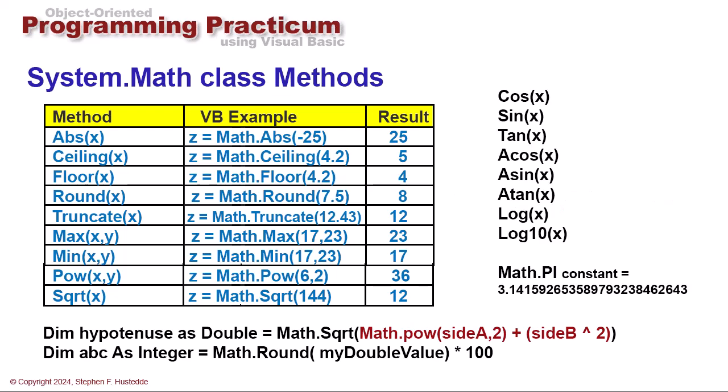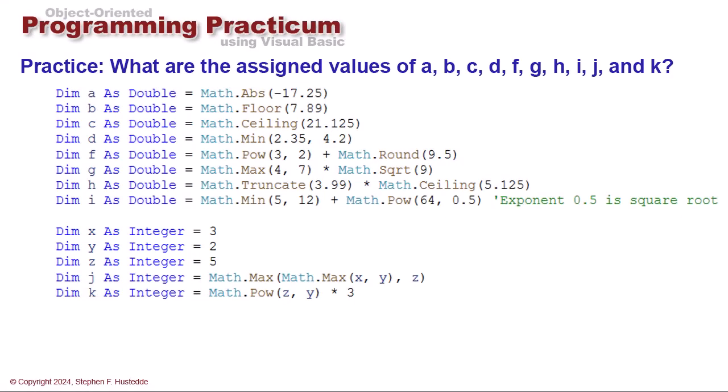However, if you wanted to do some trigonometry or logarithmic exercises, there are methods for cosine, sine, and tangent, arc cosine, arc sine, and arc tangent, as well as the natural base e logarithm and the base 10 logarithm value. We've also seen there's Math.PI, which gives us the value of pi, 3.14159, etc.